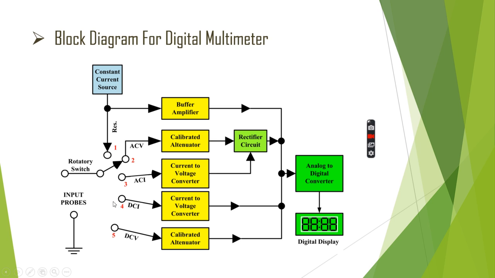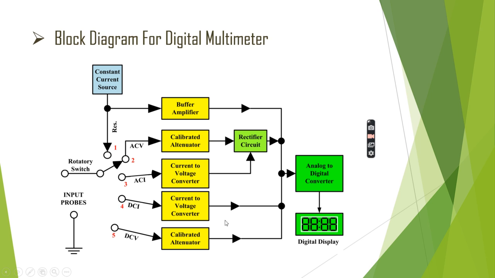If we connect an unknown DC current across input probes, when we keep rotary switch on position 4, the current is converted into voltage with the help of current to voltage converter, and it is directly proportional. Now the voltage in terms of DC current is fed to AD converter to get the digital display in amperes.